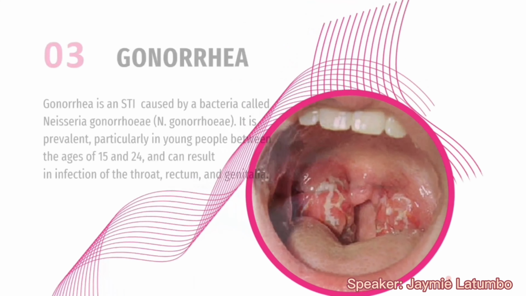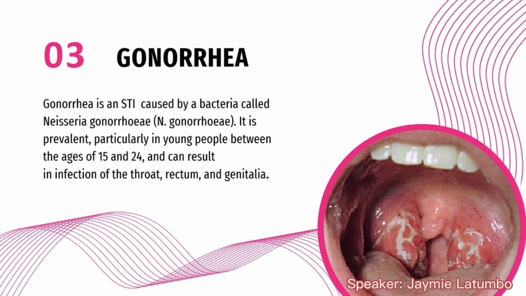The third type is gonorrhea. So gonorrhea is an STI caused by a bacteria called Neisseria gonorrhoeae. It is prevalent, particularly in young people between the ages of 15 and 24, and can result in the infection of the throat, rectum, and genitalia. So gonorrhea is an STI caused by N. gonorrhoeae. Gonorrhea is the second most common STI after chlamydia.